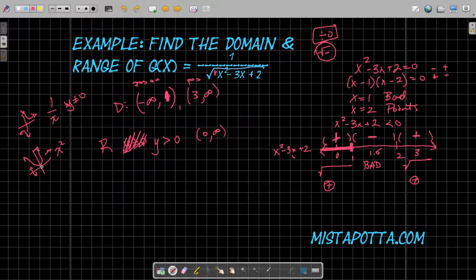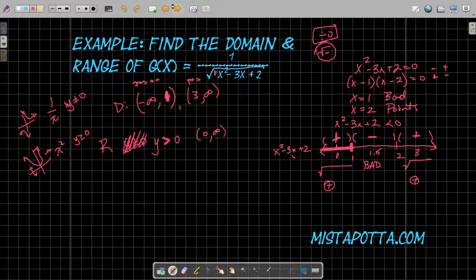But the thing is, I'm only going to be concerned about the positive values because what's inside the square root cannot be negative. That's how I was able to restrict myself by doing a combination of these two ranges.